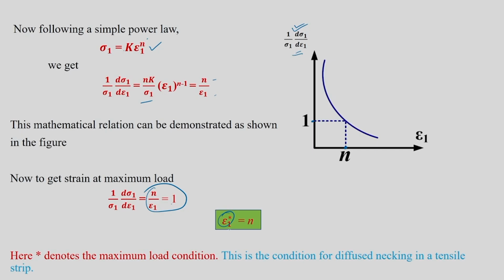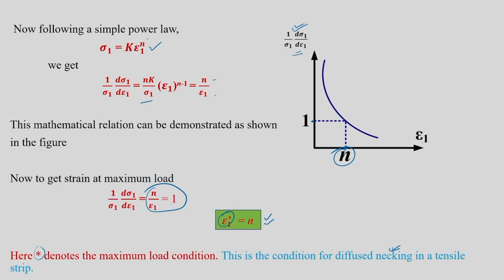So here also we introduce a similar equation we derived in this fashion, that is epsilon 1 star equal to n, and here the star indicates the maximum load condition. Epsilon 1 star is nothing but the limit strain when you discuss in terms of tensile instability, and this is the condition for tensile diffuse necking in a tensile strip. So when this is equal to 1, you draw a horizontal line, it will meet the x axis, and you will see that epsilon 1 will be equal to n as per this equation.